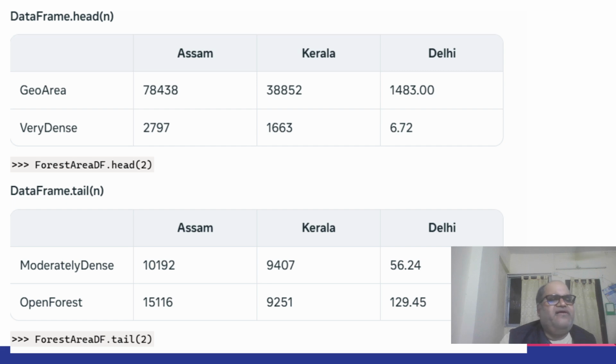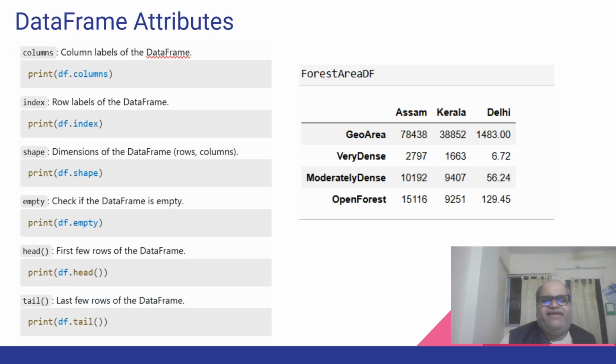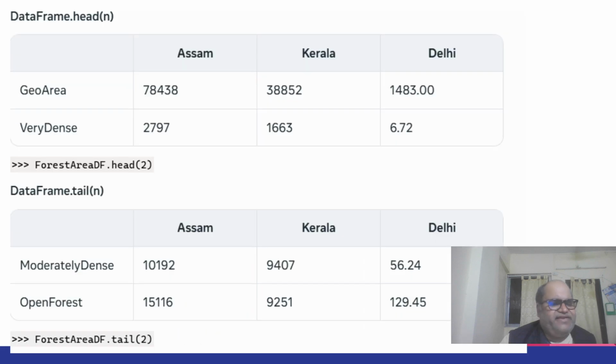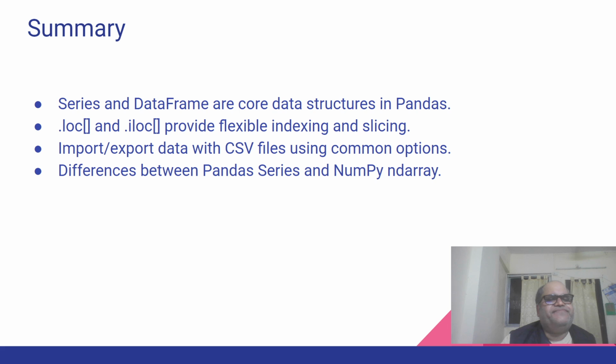Right? If you call head n, at least you are getting 2. Here in this case, if you're calling head 2, you get the 2 head rows. What is the difference here? Look at geographical area and very dense, right? So these are the 2 head. What is the 2 tail? Moderately dense and open forest, right? So you get that by calling tail.